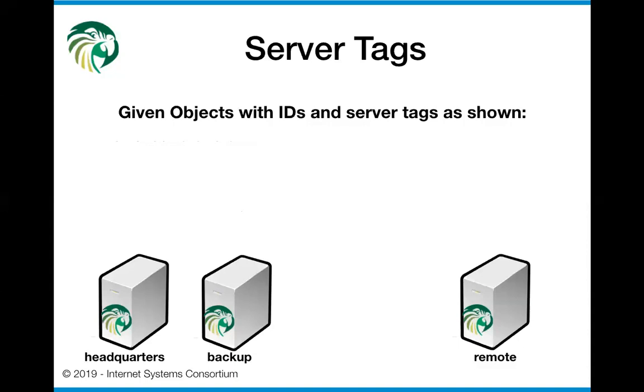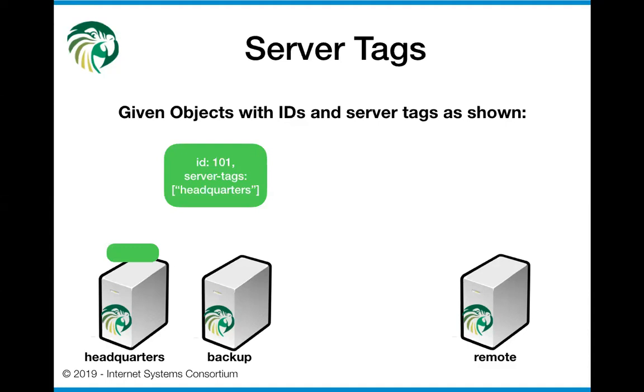So here is, to put that graphically, if you have objects with IDs and the server tags that are shown here, we have 3 machines or 3 Kea servers, one called headquarters, one called backup, and one called remote. If I have an ID 101, this is a network or a subnet or a pool that contains a server tag of headquarters. It is only going to be applied to the server with the server tag of headquarters.